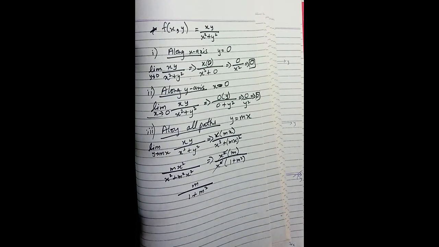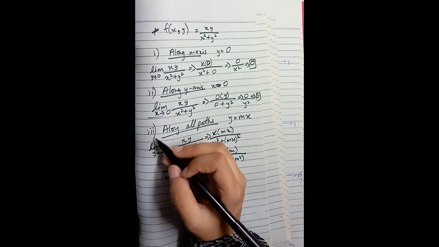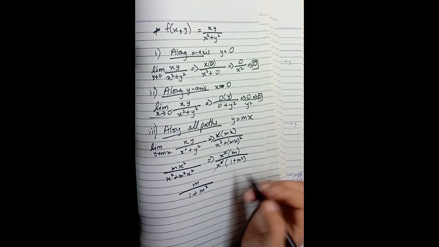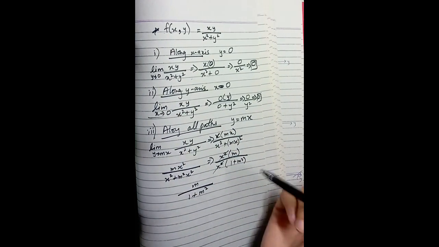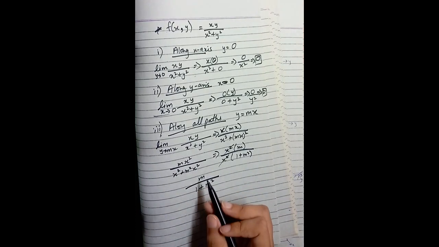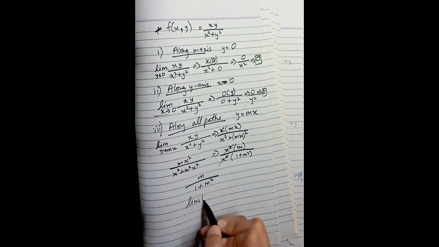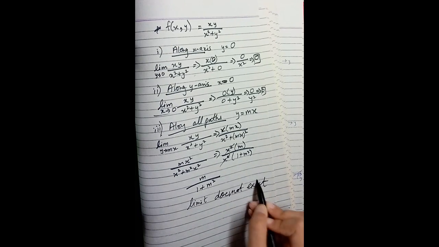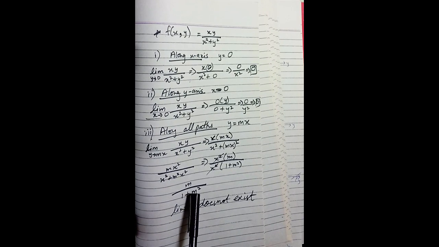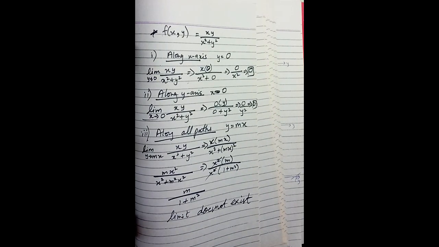So now we can see that along all paths, on the third condition, by putting y is equal to mx, our answer is not 0, which it was on the first condition and on the second condition. So we can say that in this question, our limit does not exist. We can put m equal to 1, 2, 3, 4 or any value. By putting different values of m, we will get different answers. So we can say that the limit of this function will not exist.